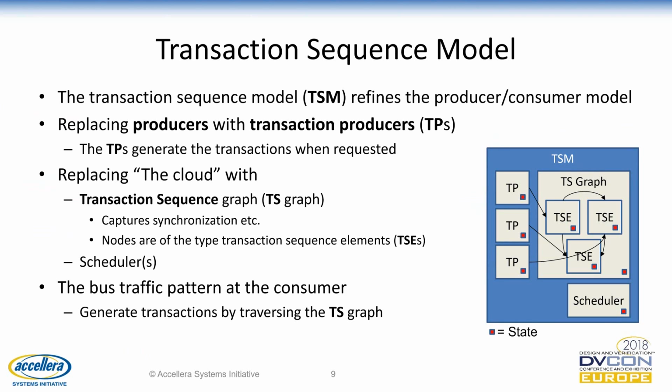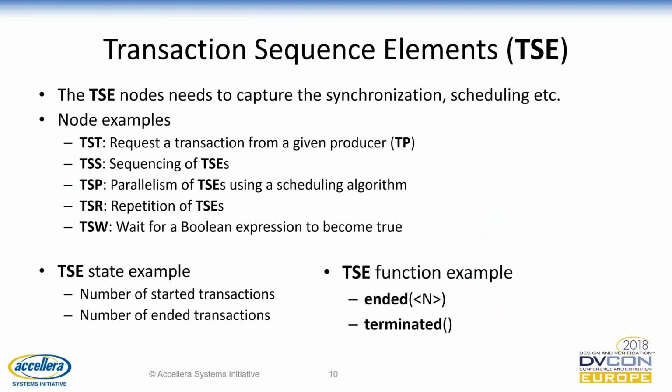The elements inside this graph, the TSEs, the transaction sequence elements, I will give you some examples of this. For instance, when you evaluate the graph, you need to be able to request, at a specific point in time, a transaction from a given producer. This is known as a TST node. You also need sequencing. If you need multiple things to be done in sequence, you need the TSS node, which is sequencing the nodes.